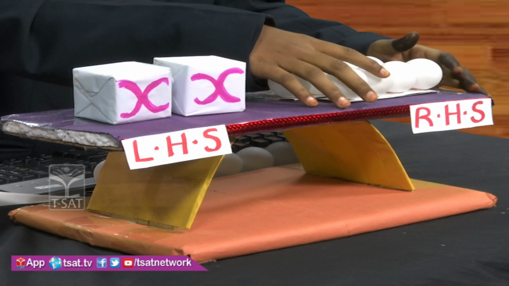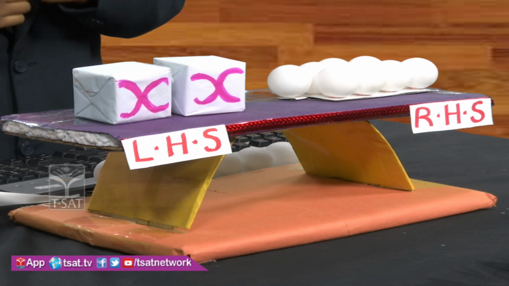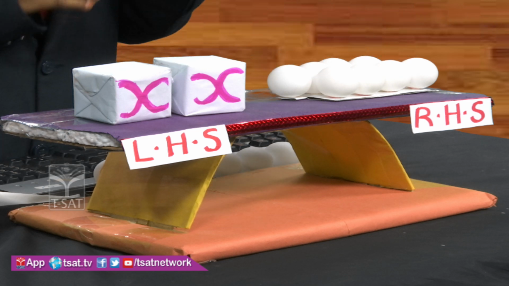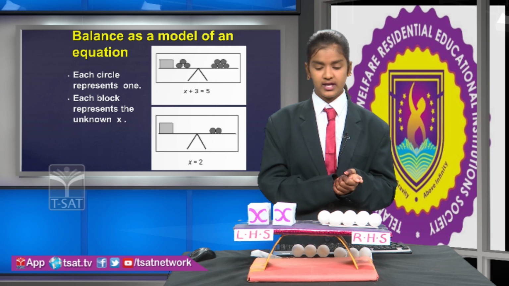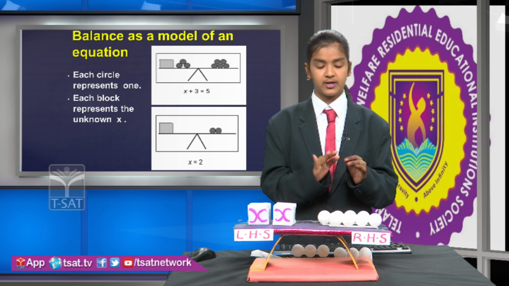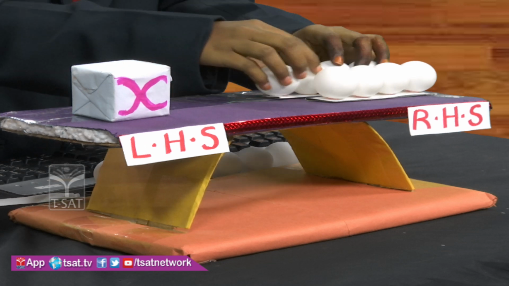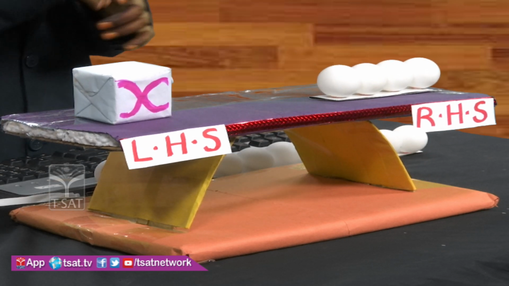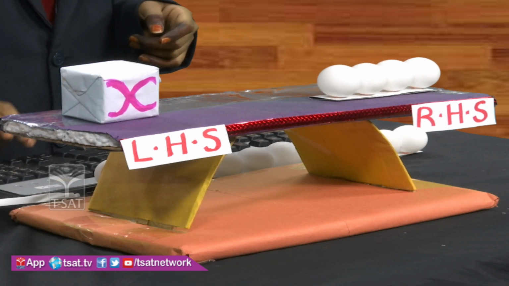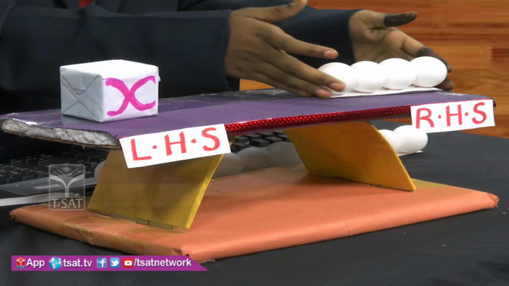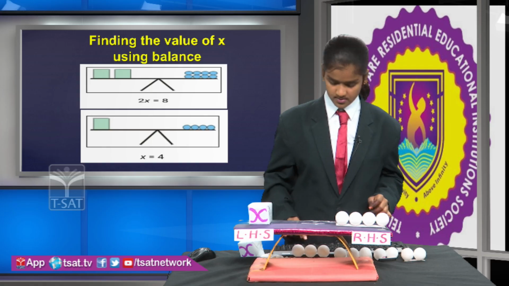Friends, now on the left hand side there are 2 blocks, which means x plus x, that is 2x, and on the right hand side there are 8 balls, which means 8. So to find the unknown x, let us remove half of the things from both sides. X removed and 4 balls removed. So friends, on the left hand side there is only one unknown x, and on the right hand side there are 4 balls, which means the value of x is 4.